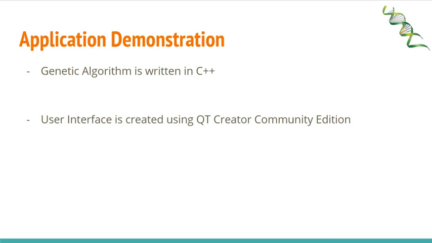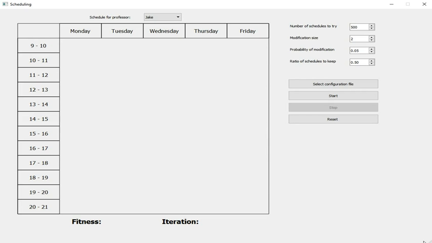I have written the genetic algorithm in C++, and the graphical user interface is built using Qt Creator's Community Edition. Please take a look at the application demo. This is how the main graphical user interface looks. As you can see, there are a number of parameters to specify. Number of schedules to try.